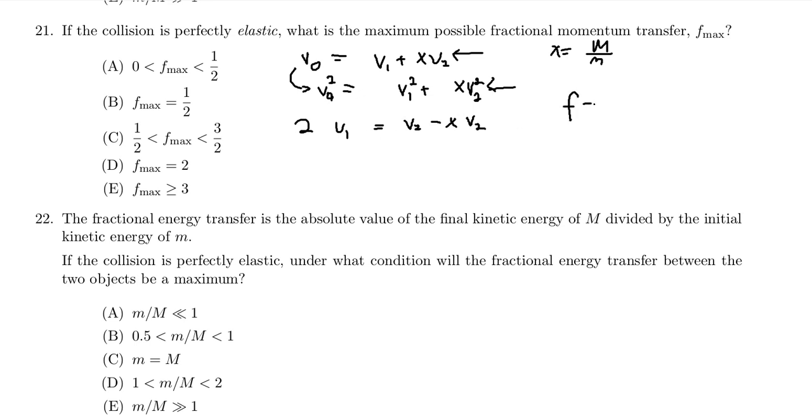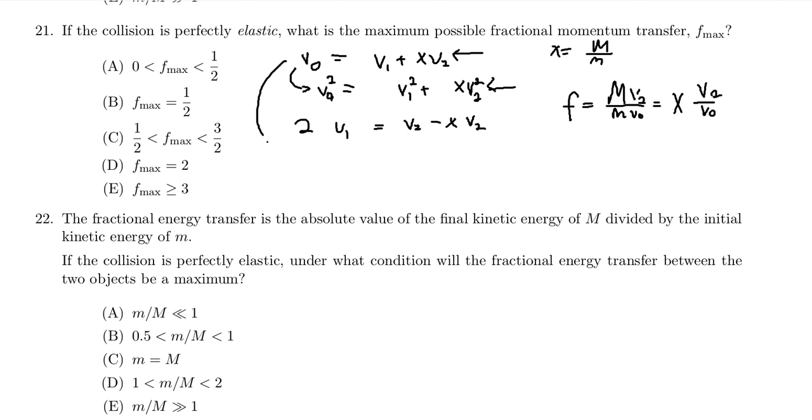Now let's look at what our f is. Our f is big M v1 over little m v0. Or sorry, this should be a v2, which is x v2 over v0. So we want to know what v2 over v0 is. Well, here we can easily solve for v2 over v1.